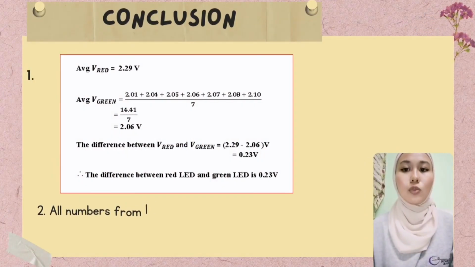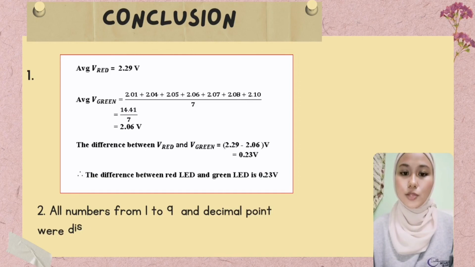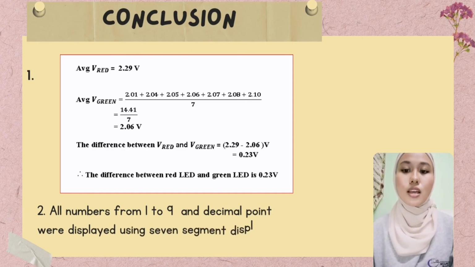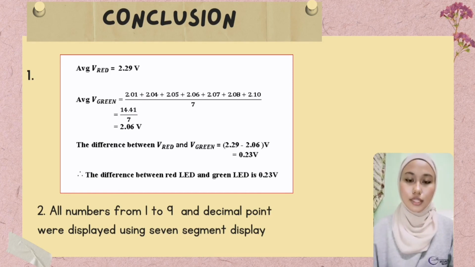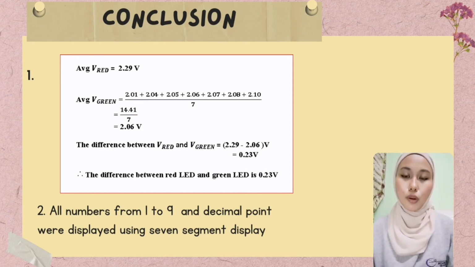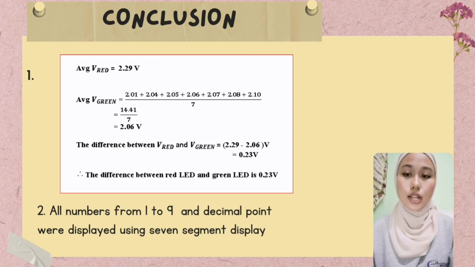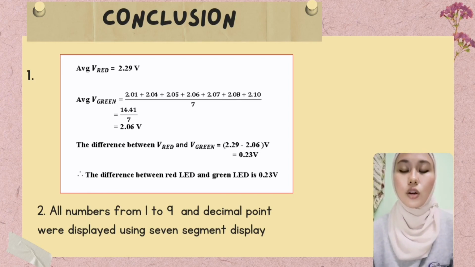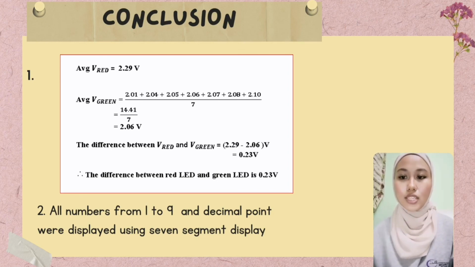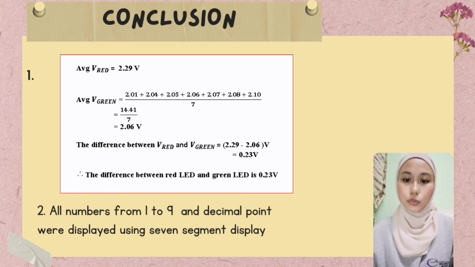Last but not least, I will talk about the conclusion of the experiment. First, I already determined the difference between red LED and green LED. In part 4, I calculated the average of red LED voltage, which I got 2.29 volt. And now I calculate the average of green LED voltage, and I got 2.06 volt. Then, I calculate the difference between red LED voltage and green LED voltage, and I got 0.23 volt.